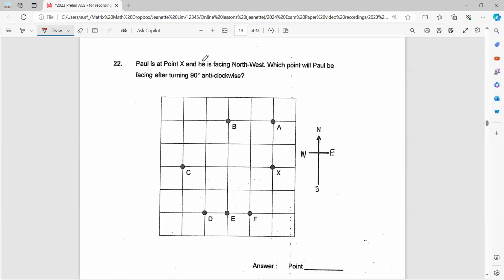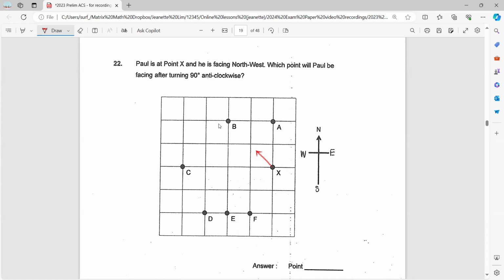Next question, 22. Paul is at point X and he is facing northwest. Which point will Paul be facing after turning 90 degrees anti-clockwise? Okay, where is northwest? North is here, west is here, so northwest is in between. So you're supposed to use the grid, okay? So northwest means diagonally, cut 45 degrees diagonally. So he's actually facing B first, northwest.